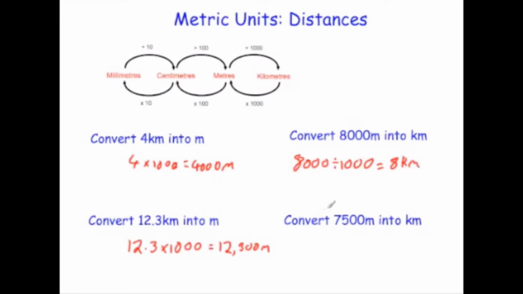And finally, convert 7,500 meters into kilometers. So again, you divide by 1,000. 7,500 divided by 1,000. Well, move the decimal place 3 times. 1, 2, 3. That's equal to 7.5 kilometers.